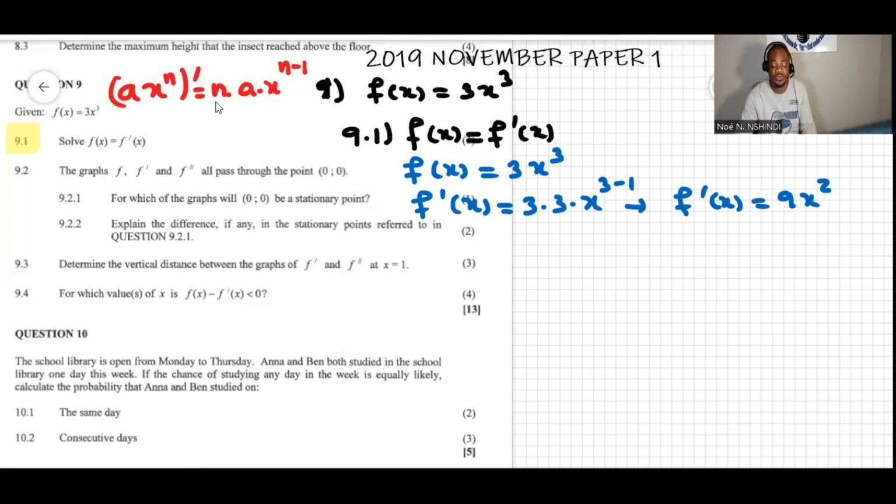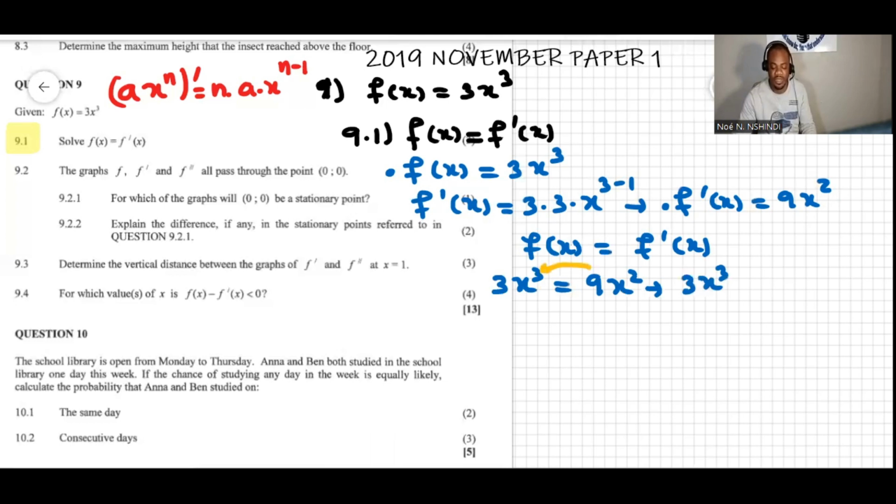Now we're going to set the two equal. So the two functions equal, f of x and f prime of x. F of x equal to f prime of x will then become 3x cubed equal to 9x squared. Okay, so I'm going to move the 9x squared over to the other side of the equal sign, and this will become 3x cubed minus 9x squared equal to 0.